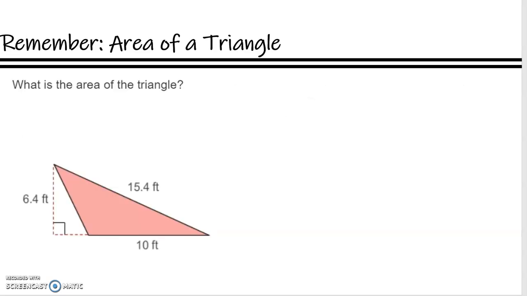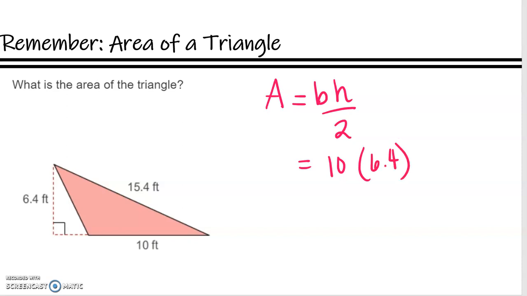Before we begin, let's remember how to find the area of a triangle. First, we always start by writing our formula, base times height divided by 2. Now I'm going to substitute in. My base is 10 and my height is 6.4 because that is what creates that right angle. So I do not need this side, and I don't want to forget to divide by 2.